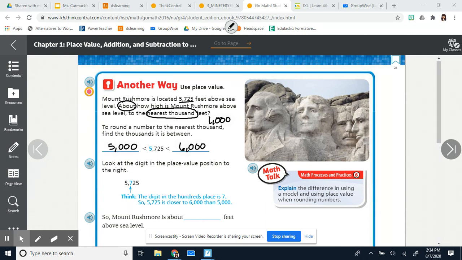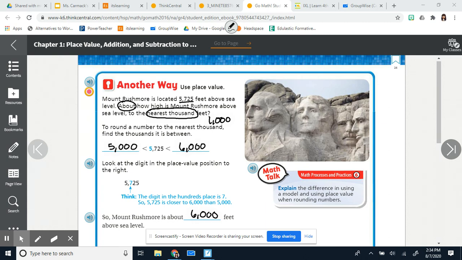All right, now we're going to look at the digit and the place value position to the right. All right, so what's next to our 5? It's a 7. So we have to think the digit in the hundreds place is 7. By the way, 7 is larger than 5. Remember that magic number I was talking about? Well, you're going to see how that trick comes in handy. So that means 5,725 is closer to 6,000 than 5,000. How did we get that? Well, that magic number 5 I was talking about, if the number next to the place you're rounding is larger than 5, that means you're going to round up rather than down.